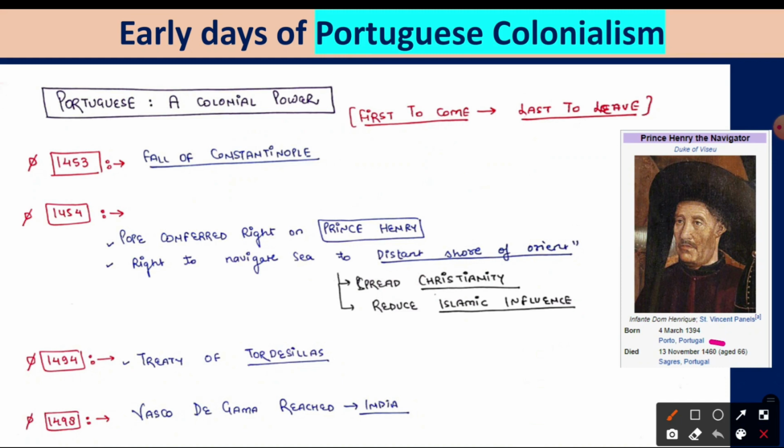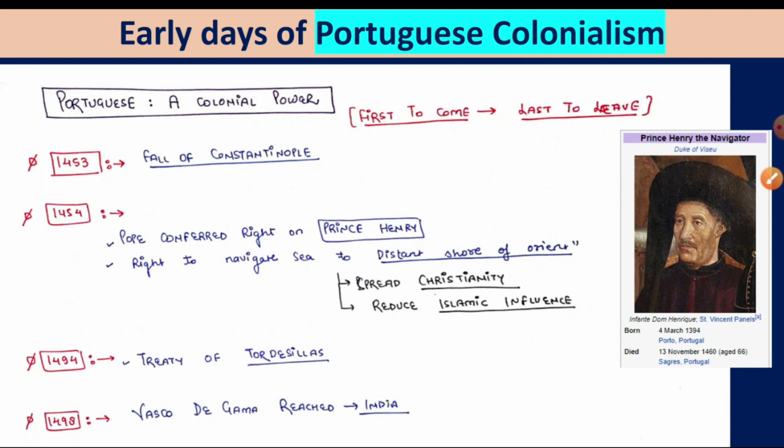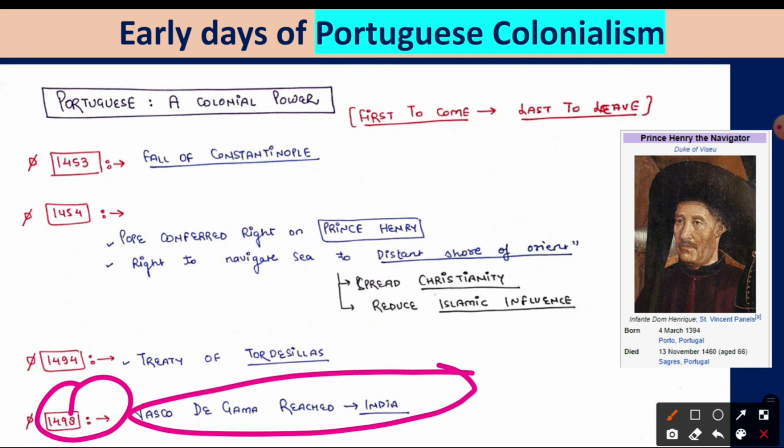Now, before he could have done anything, he died in 1460. But yes, he gave a lot of impetus to this innovation, creativity, to the whole ecosystem he pushed for the next 6 years. Finally, in 1498, Vasco da Gama reached India.